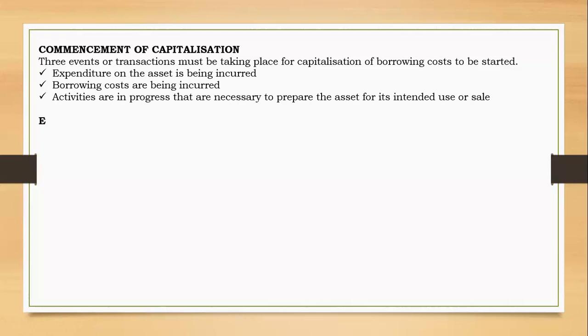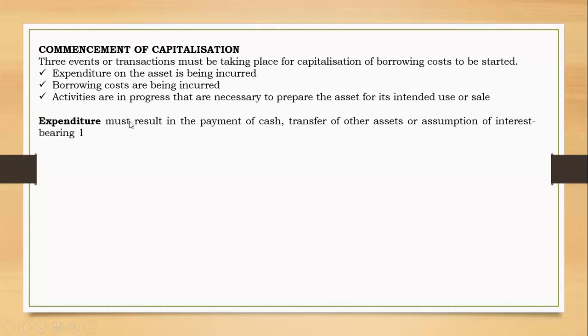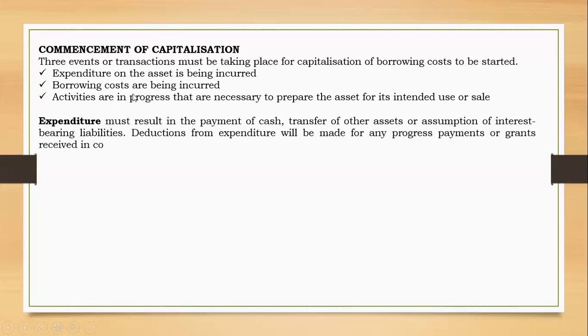All right. So let's start explaining some of these points. By saying expenditure on the asset is being incurred, that is point 1, we're saying that expenditure must result in the payment of cash, transfer of other assets, or assumption of interest-bearing liabilities. I think now you're getting the point. You cannot say expenditure on the asset is being incurred while nothing is being paid. It must result in the payment of cash, the cash that has been obtained from the borrowing that we took from the bank.